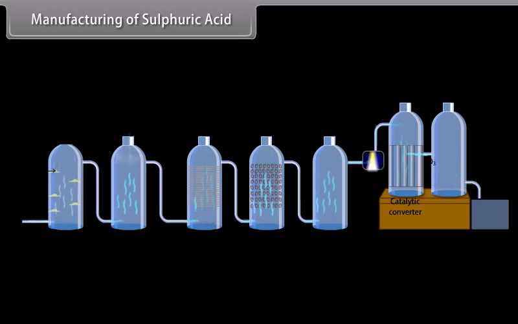SO3 is introduced at the base of the absorption tower, from the top of which concentrated H2SO4 is showered. As SO3 gas moves up, it is dissolved in sulfuric acid, forming oleum, which may be drawn out from the base of the tower. Oleum is then diluted with water to get H2SO4 of the desired concentration.